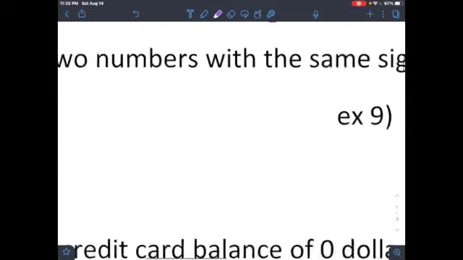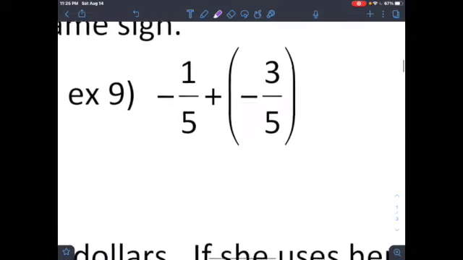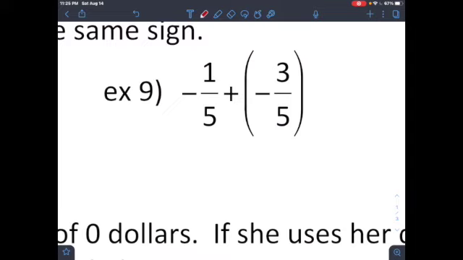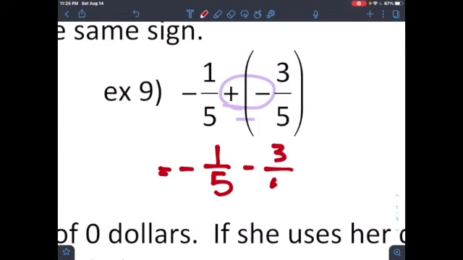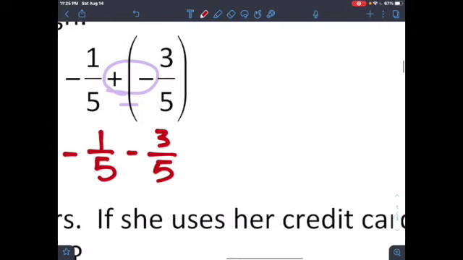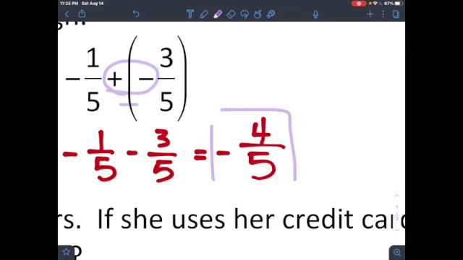And then the next example, example number 9. Because the denominator is the same, we are pretty much just combining the top numbers. And don't forget right here, that's just a minus sign. So that's really going to be 1/5 minus 3/5. Because the signs are the same, the answer is just -4/5. And therefore, that is the answer.